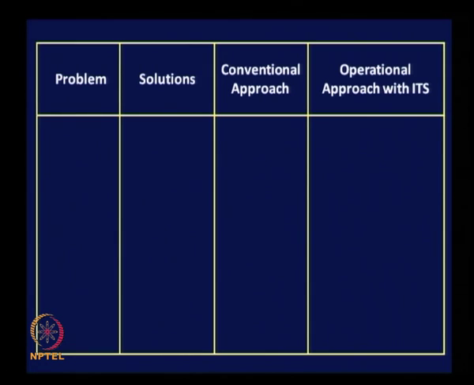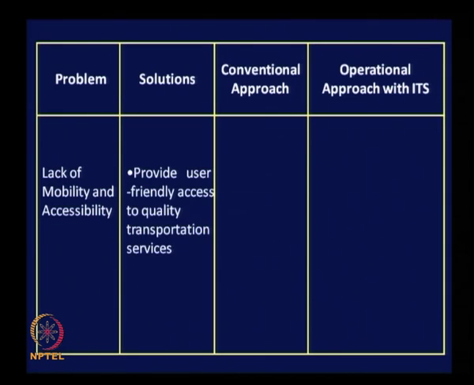Apart from traffic congestion, we have other problems which are quite common to any urban area. For example, lack of mobility and accessibility. We may have a system, but it might be difficult to access the different modes of transportation, restraining the mobility of urban dwellers. And the general approach to providing solution for this is provide user friendly access to quality transportation service. It is a general methodological approach for providing a solution.